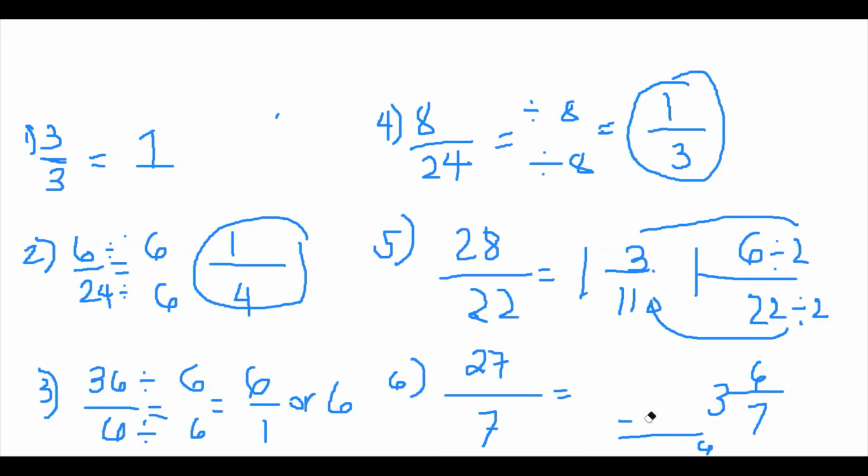The 3 and 6/7. Do you think, my fellow learners, it can still be simplified? No, it cannot be, because there's no such number that you can divide to 6 that is also divisible to 7. So I think this would be our simplest form, nothing more, nothing less, my fellow learners.